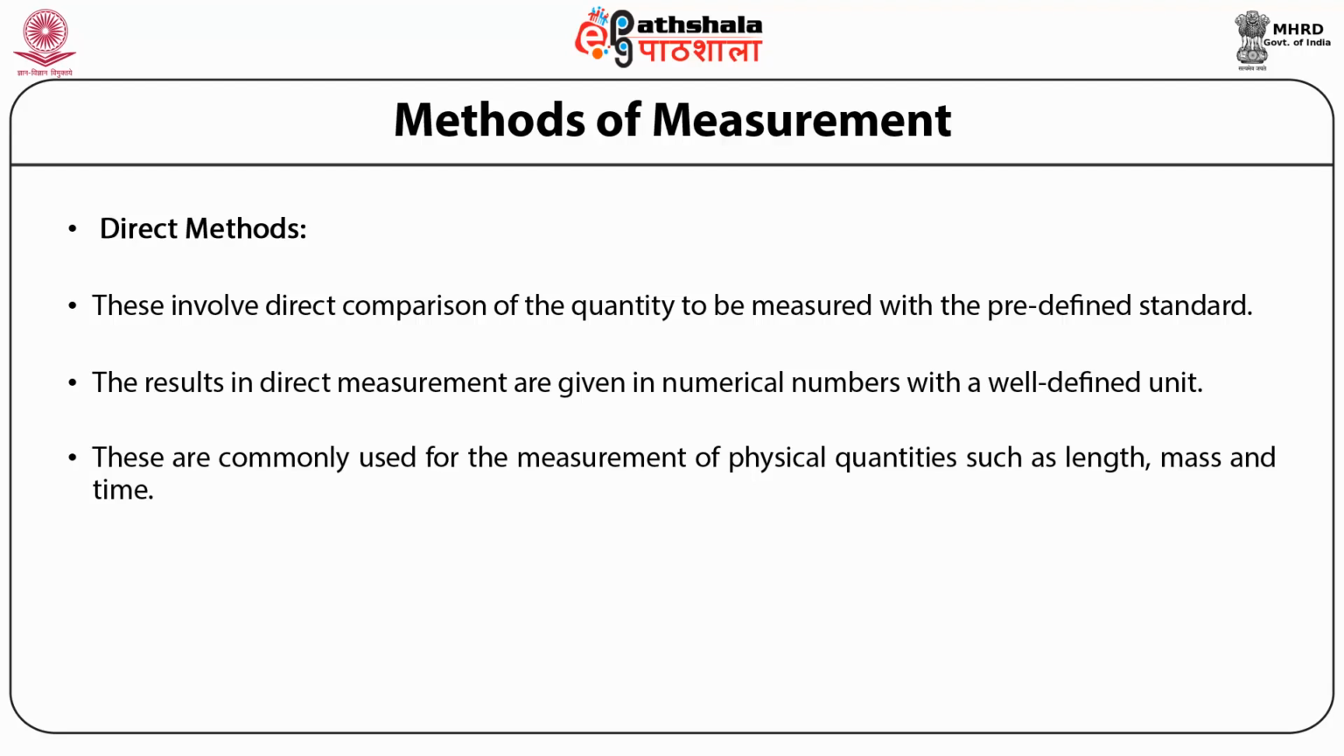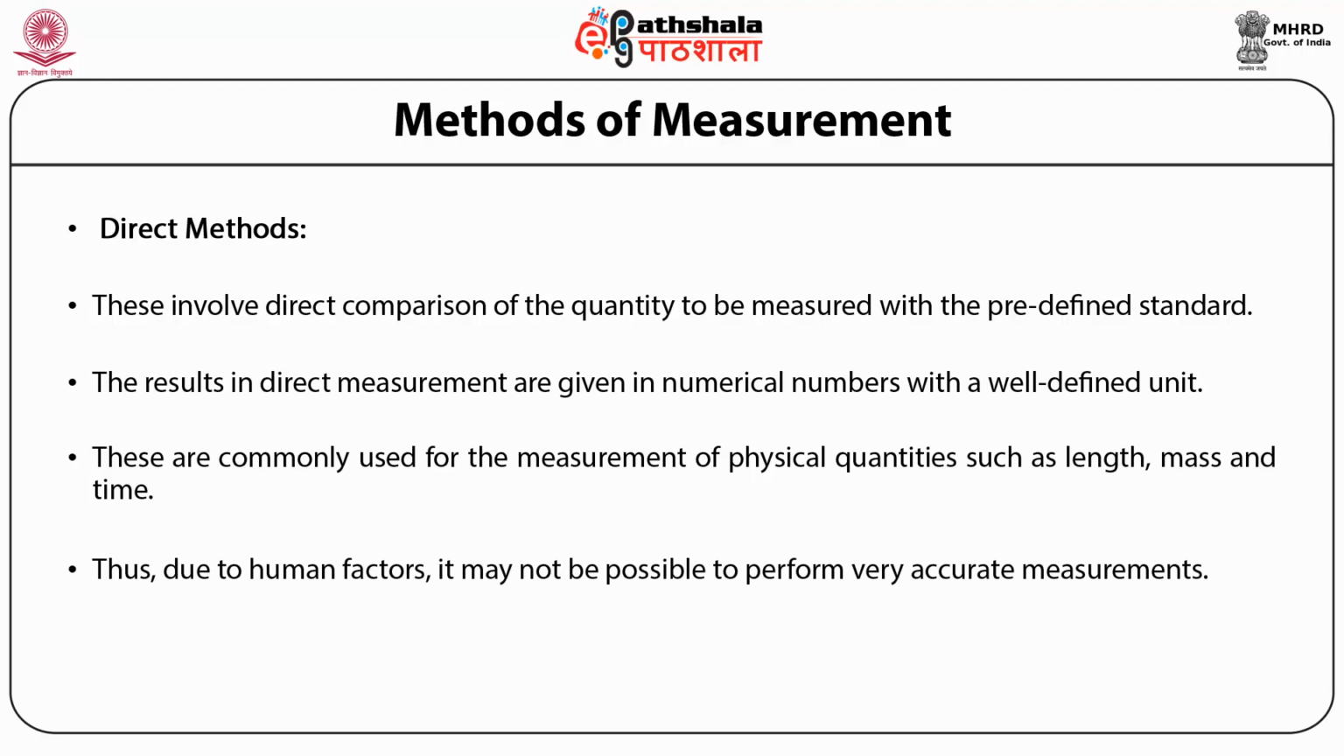Say, we plan to measure the length of a bar in units of meter. We can measure the length with a precision of, say, 0.45 millimeter. Thus, due to human factors, it may not be possible to perform very accurate measurements. Thus, the direct measurements may not be used with a high degree of accuracy due to human errors.